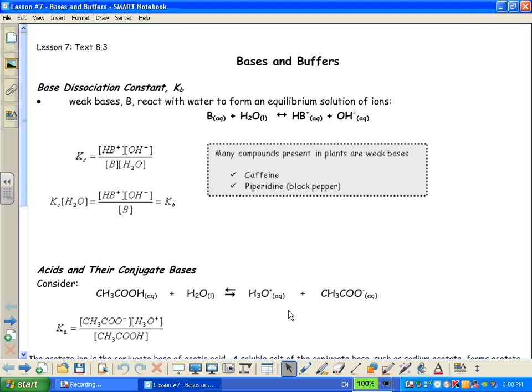Obviously, when we're talking about acids, we refer to Ka. If we're talking about bases, we're going to use Kb. For weak bases, instead of HA, which we used for the acid because it contained that hydrogen, the bases, remember, want to accept a proton, so they're not going to have that hydrogen when we write it out. Instead, we're going to use B to talk about the base reacting with water. So weak bases, B, react with water to form an equilibrium solution of ions.